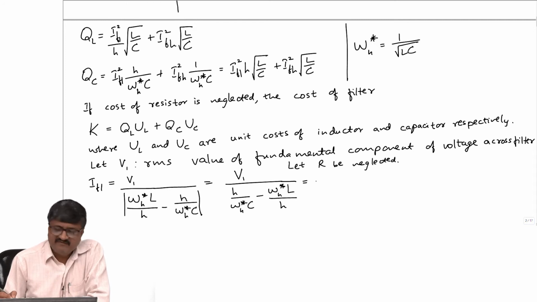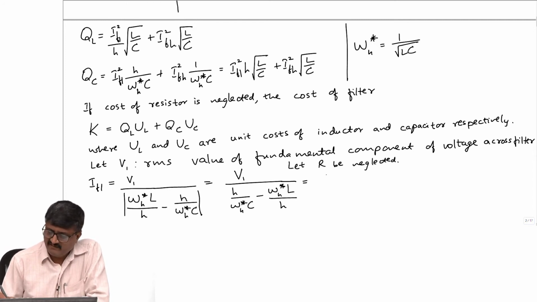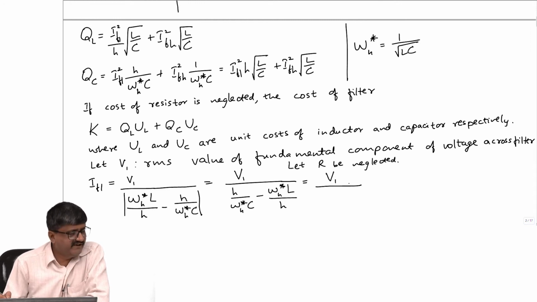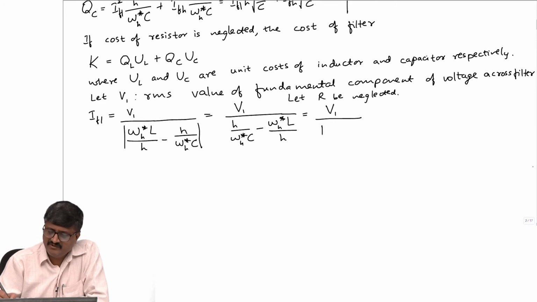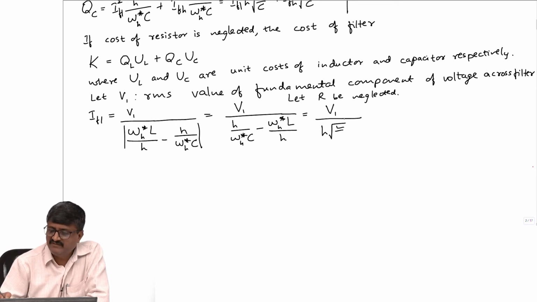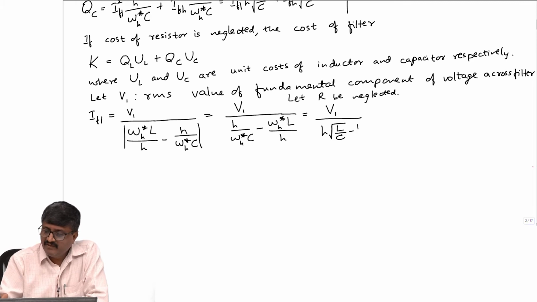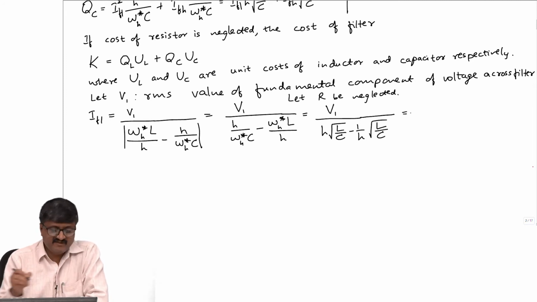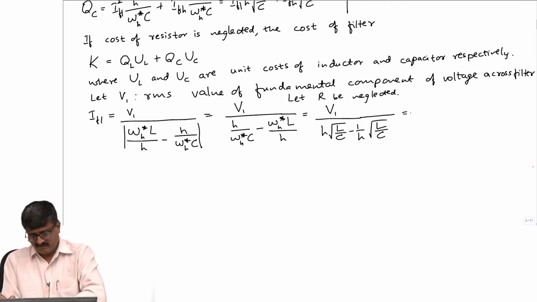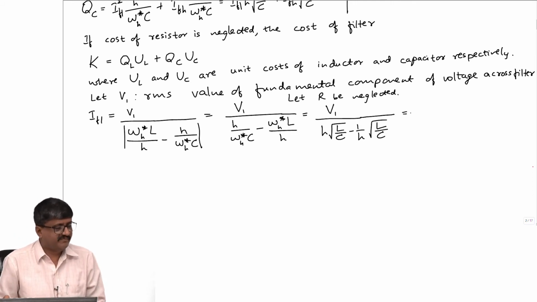So if I use the expression for omega h star, which is 1 by root LC, I get IF1 as V1 divided by h into 1 by omega h star C, which is nothing but root L by C, minus 1 by omega h star, again omega h star is 1 by root LC, so it is minus 1 by h root L by C. So my intention is to write it in terms of L and C. These are the two quantities that have to be determined.